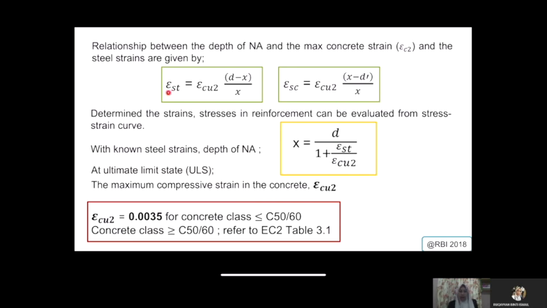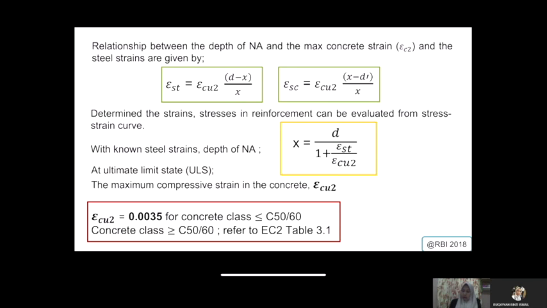Okay, so if you look here, your strain ST, in tension, is equal to strain Cu2 times (d minus x) over x, and also at compression, your steel strain is equal to strain Cu2 times (x minus d dash) over x. So let's see how we get to that relationship.